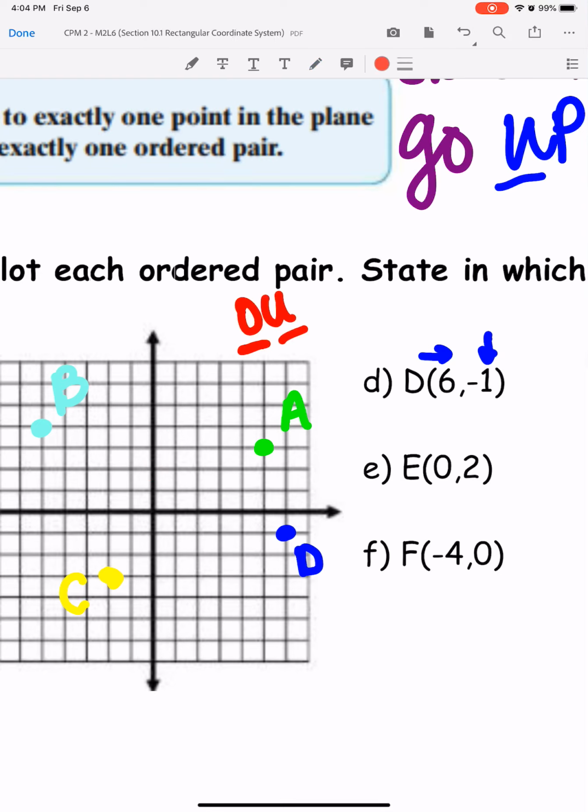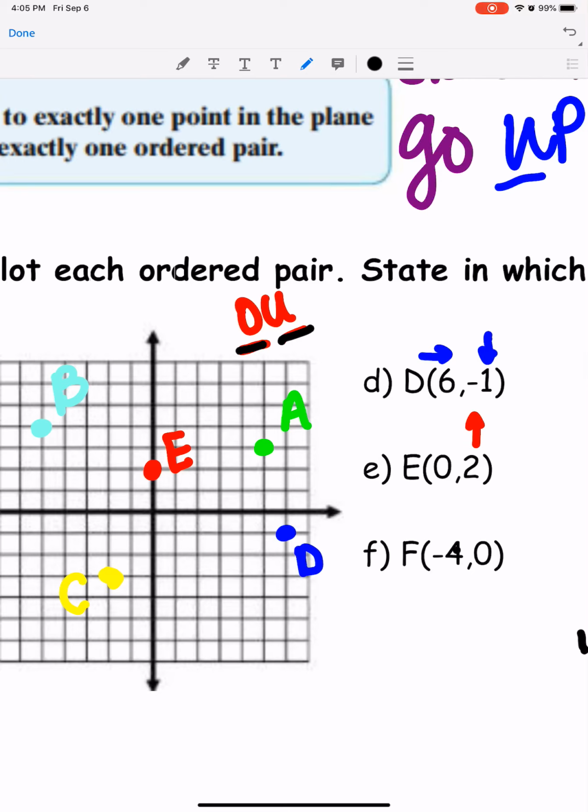And then my last point here, F, still using OU, so I'm going over side to side before I go up or down. So now, because we've got -4, that means I'm going -4 to the left, and then 0 up or down. So we're going 1, 2, 3, 4, and then 0 up nor down. So it's right here. 1, 2, 3, 4. And that is F.